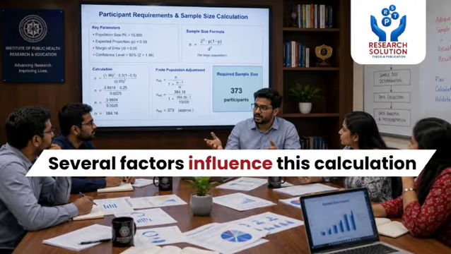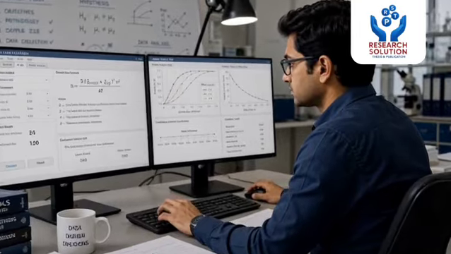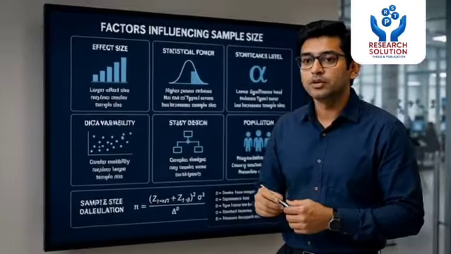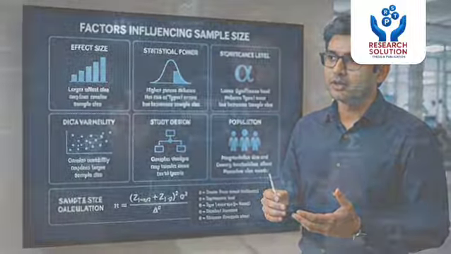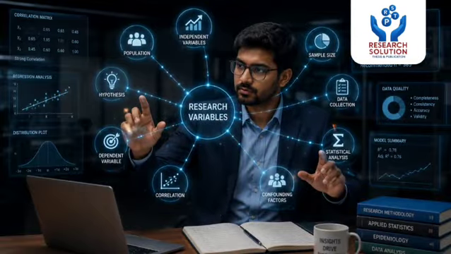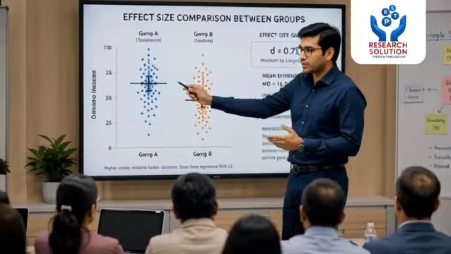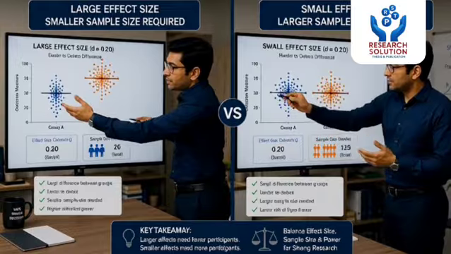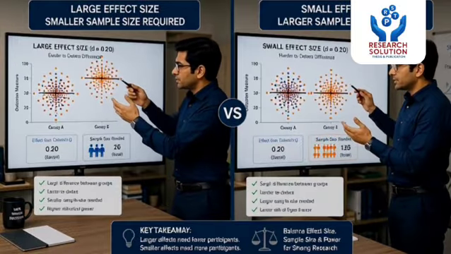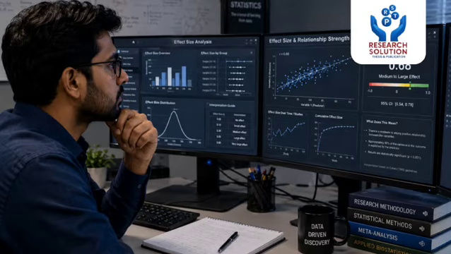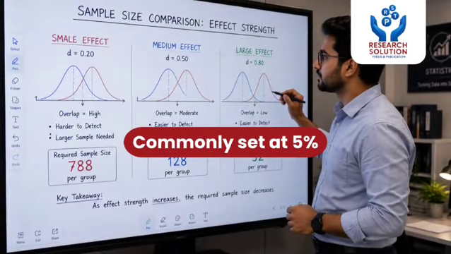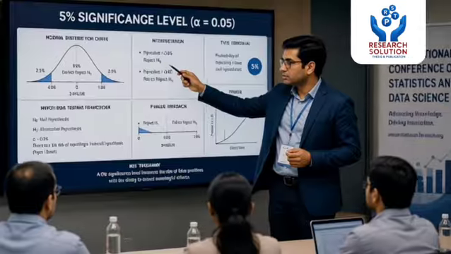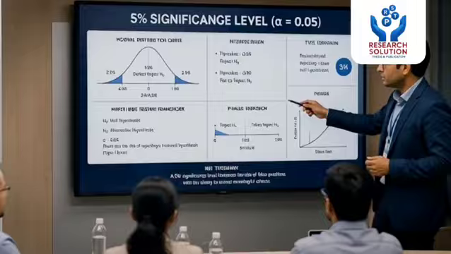Several factors influence this calculation. One of the most important is the expected effect size, which represents the magnitude of the difference or relationship the researcher expects to find. Larger effects generally require smaller samples, while smaller effects often need larger samples to be detected accurately. Another key factor is the level of significance, commonly set at 5%, which reflects the acceptable risk of concluding that a result exists when it actually does not.